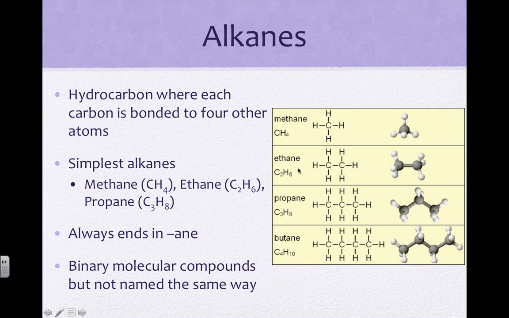Ethane is C2H6, so it's two carbons and six hydrogens, and we also have propane, which is C3H8. Propane is used sometimes, so those of you who have grills or camping grills where you fill up your little tanks of propane. And then butane is used for lighters and for little torches used in cooking and stuff.